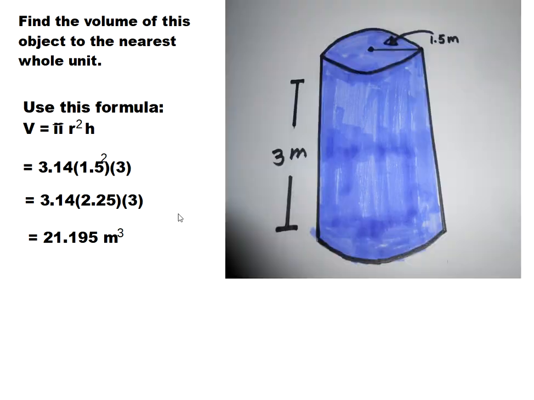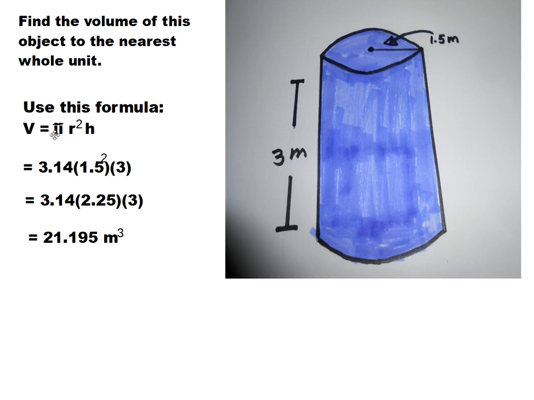The next one is, find the volume of this object to the nearest whole unit. So here we have this cylinder. Here we have a cylinder. In order to get the solution, use this formula.